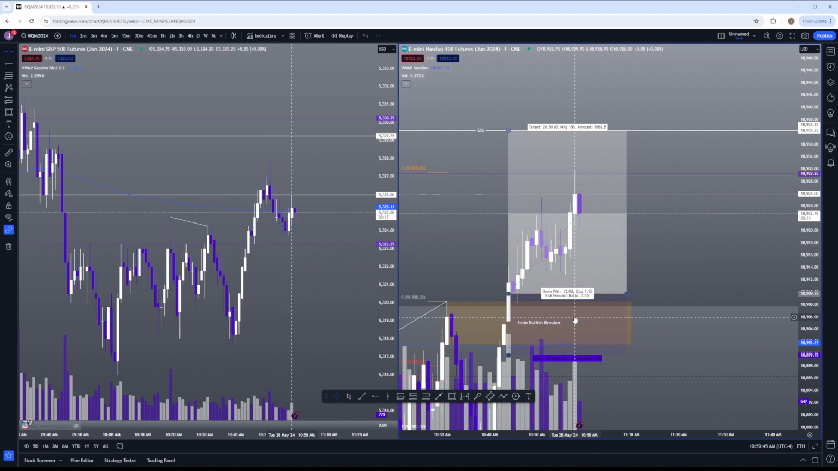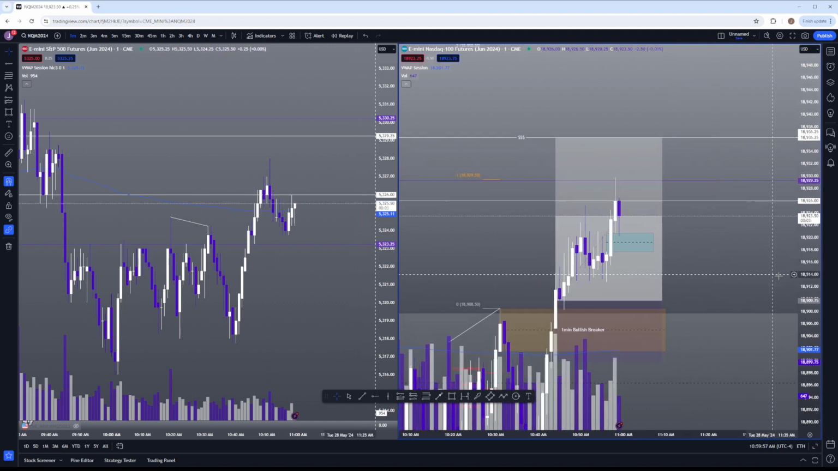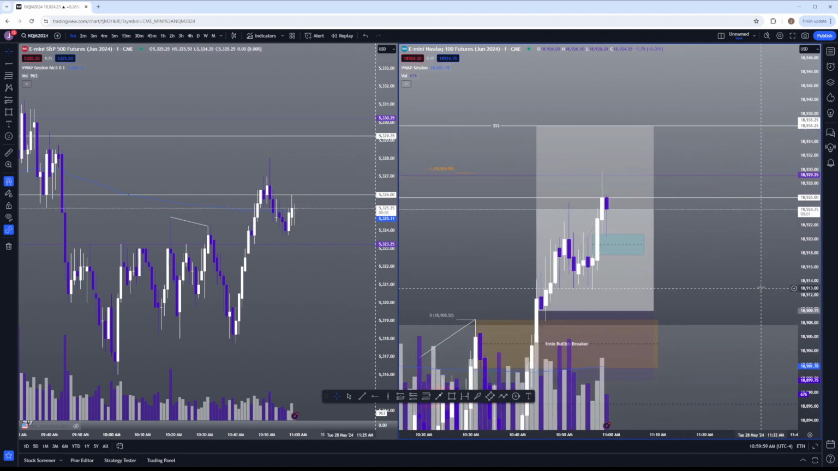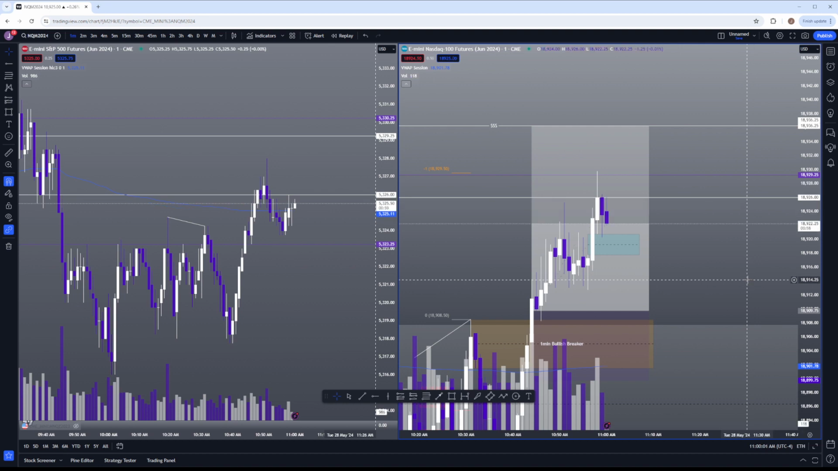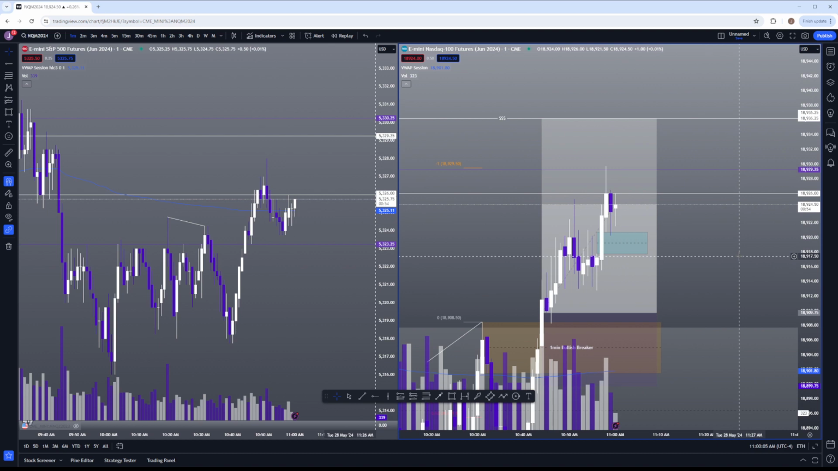One minute fair value gap formed here. We're seeing a bounce off that gap. We're seeing a bounce off that 1 minute fair value gap. We're about to close this hourly. See what this hourly does. We might see a little bit of manipulation at the start of the hour.